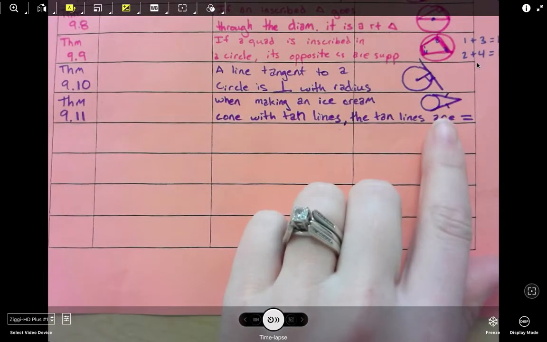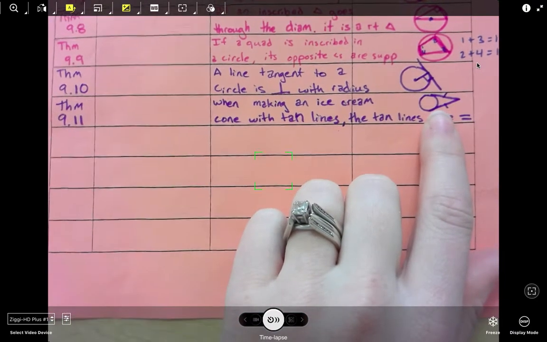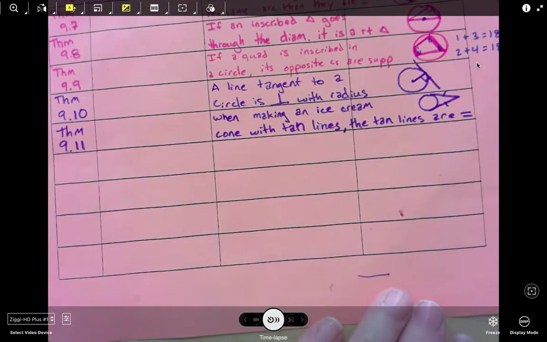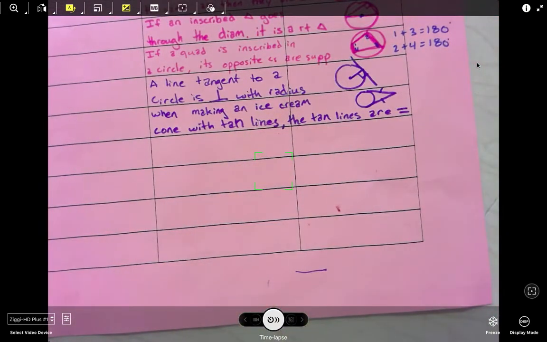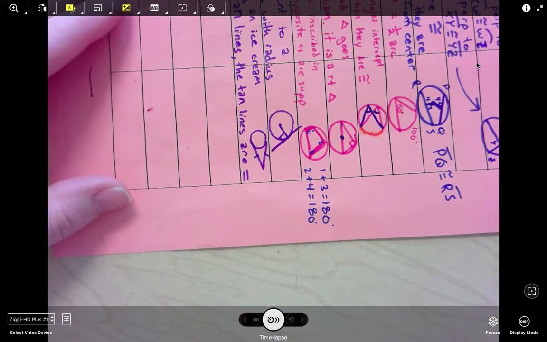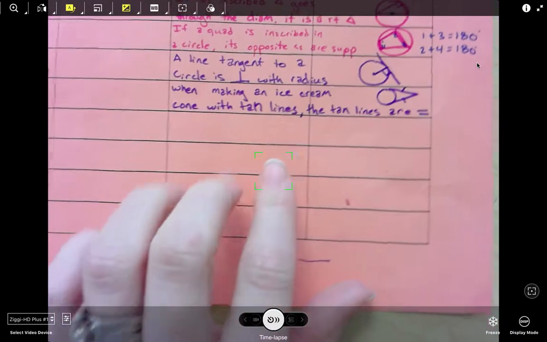Okay, you can draw your ice cream cone however you want. I did this one sideways because it gives me the most room. So if you want to go over here to the side and draw a right side up ice cream cone, you are more than welcome to do that. You might have to turn your paper to actually be able to draw the ice cream cone. Do a circle and then the tangent lines off of it.